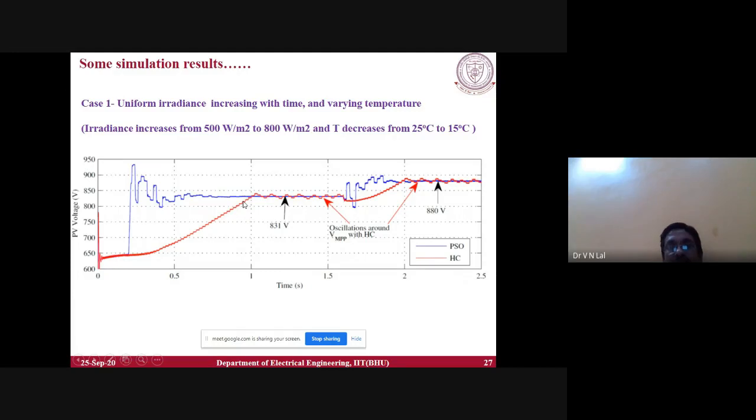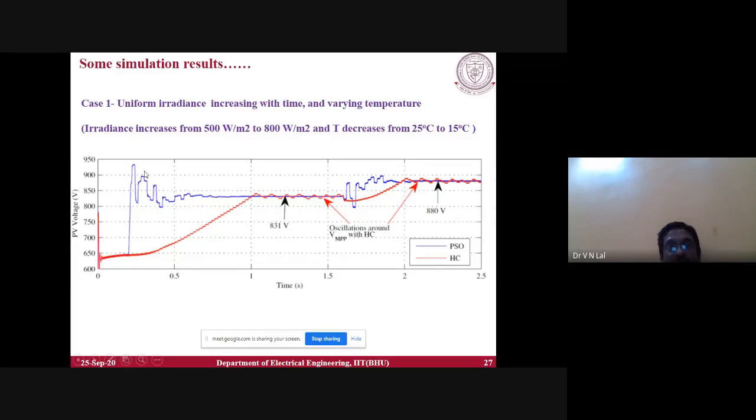It will be able to track the MPP and reach the final value at this 1.1 second. So a total of about 1 second, almost 0.8 to 1 second, is there for searching with the P&O method with the same time step. Same time step means a 0.6 time step is given.